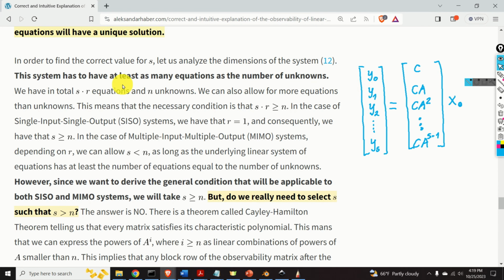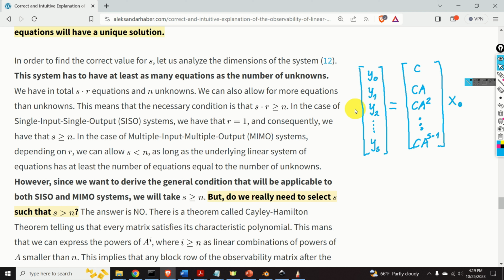In order to find the correct value for s, let us analyze the dimensions of the system given over here. This system has to have at least as many equations as the number of unknowns. We have in total s times r equations and we have n unknowns. Why s times r? The dimension of every y is actually r, and we have s entries over here. Consequently, we have s times r equations. How about unknowns? Well, the unknowns are the entries of the vector x0, and consequently, we have n unknowns.